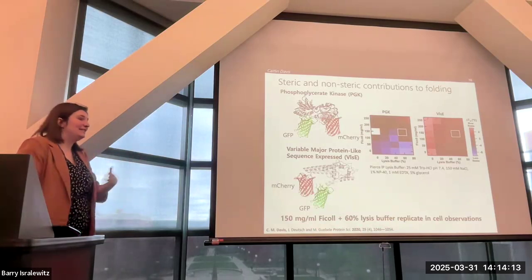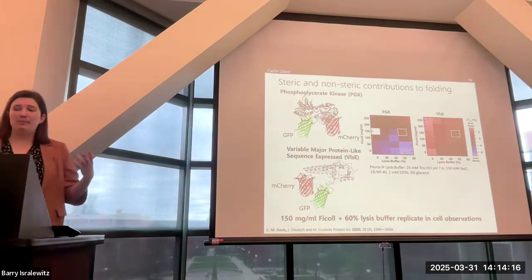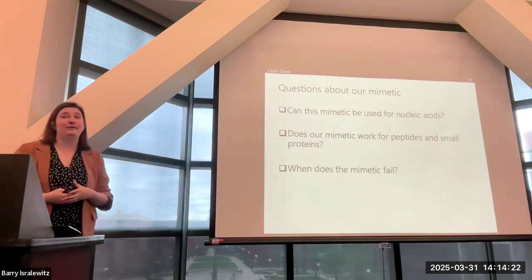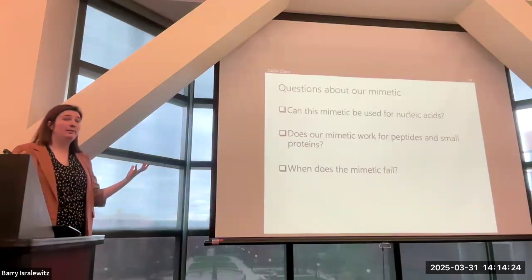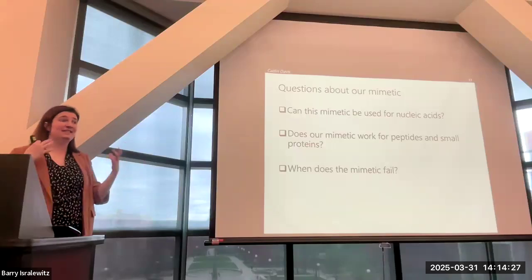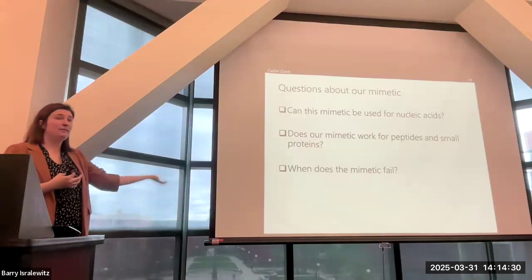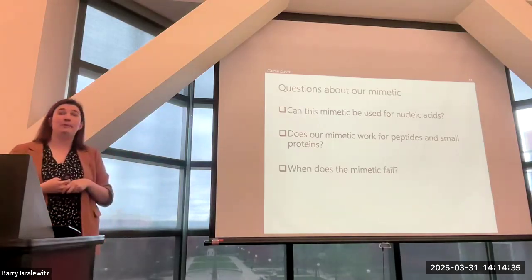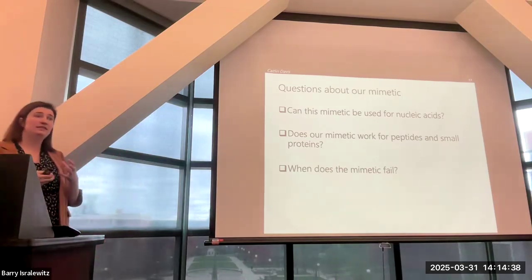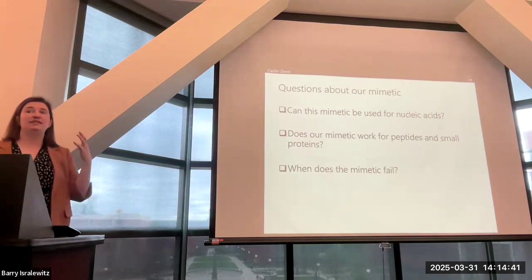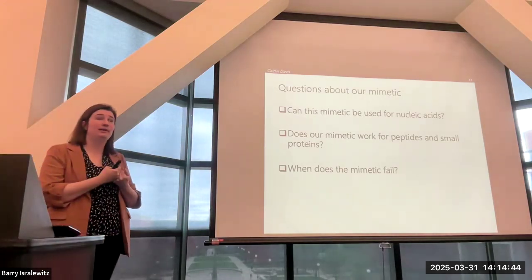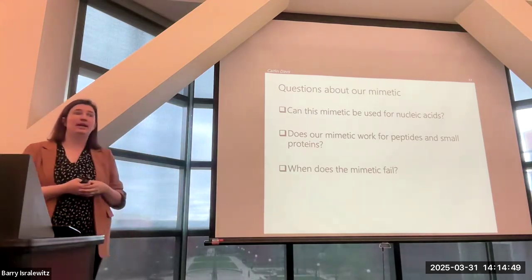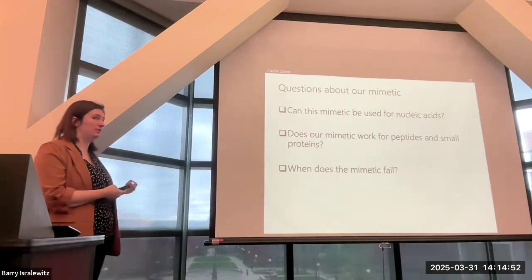But we didn't actually test this, right? So as I was starting my lab, some of the questions that I had about this mimetic were, can this mimetic be used for nucleic acids? Nucleic acids are also in the same kind of environment. If we're capturing these steric and non-steric interactions, then maybe the same mimetic would work for nucleic acids. Does our mimetic work for peptides and small proteins? Smaller proteins don't encounter those crowding interactions in cells because they can fit in the gaps between the macromolecules. But we now appreciate that chemical interactions are really important. So maybe this mimetic would capture those and be able to predict the stabilities of smaller proteins in cells.